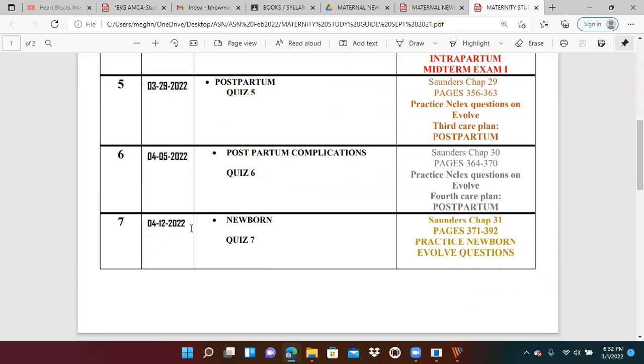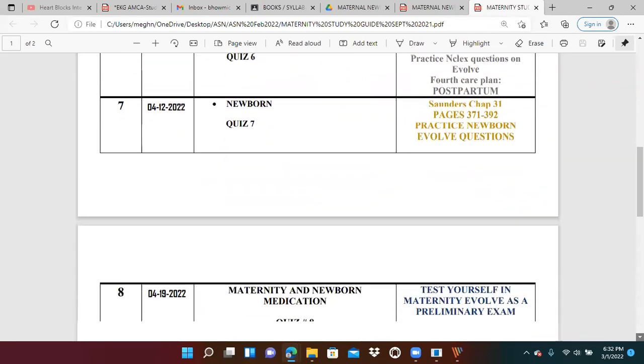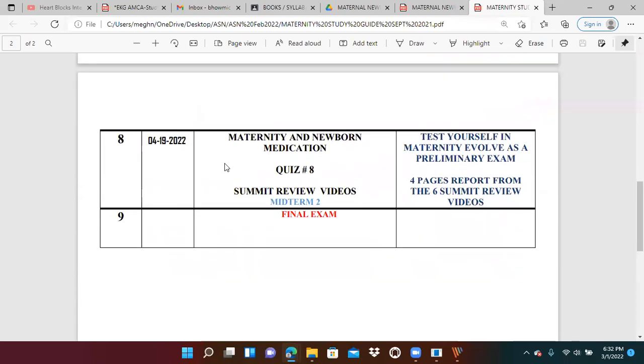Week 7, date, and newborn. After this, we have to sit for quiz number 7. Sender book chapter 31, page number also there. And week number 8, date, you see, next month, 19. Maternity and newborn medication, one day. Then quiz 8.